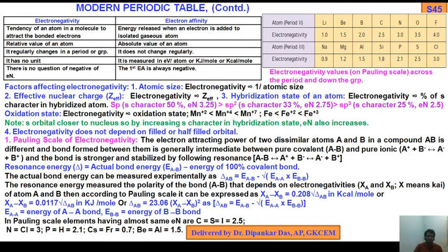So what I say, electronegativity is the tendency of an atom to attract the shared pair of electrons towards itself in a covalent bond of a molecule in a compound. Electron affinity is the energy released when an electron is added to an isolated gaseous atom. In an isolated gaseous atom, where an electron is added, how much energy is released, that is the electron affinity. Electronegativity is a relative value of an atom, and it regularly changes in a period or group.